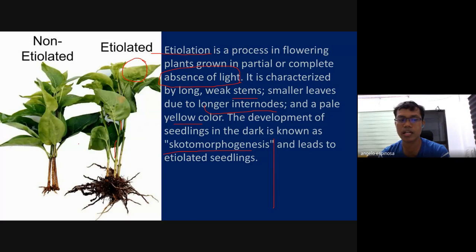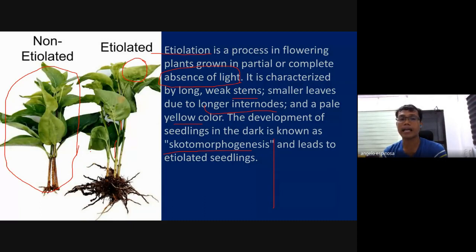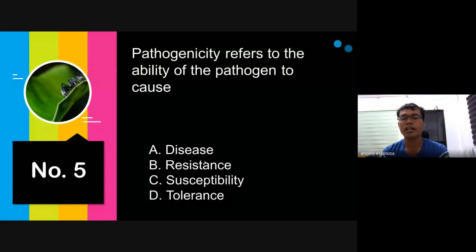Ibig sabihin, this one is perfect. Pwede siyang, it is exposed to the light. Unlike this one, it's not, it's low. So nagkakaroon siya ng abnormalities. Okay, malalaman natin yan. First, in morphological aspects, malalaman natin na yung leaves niya is nagka-yellowish. And then, yung internodes niya nagkakaroon ng abnormality, yung length, internodes, no? Okay, let's proceed now to number 5.